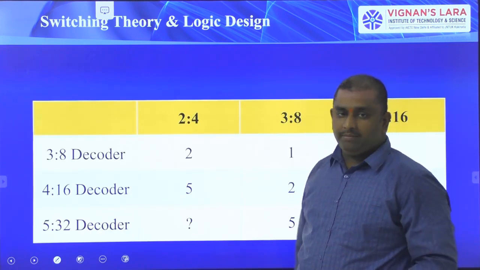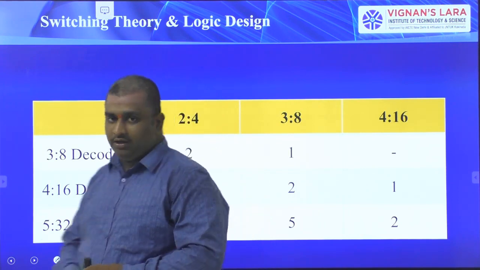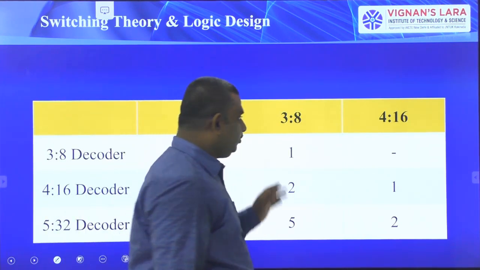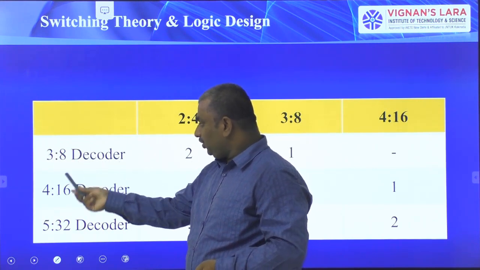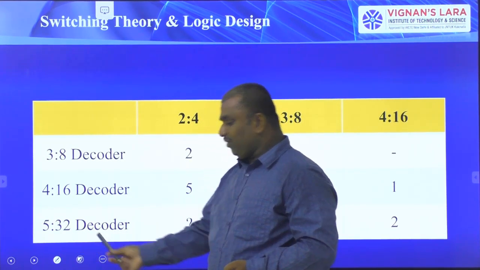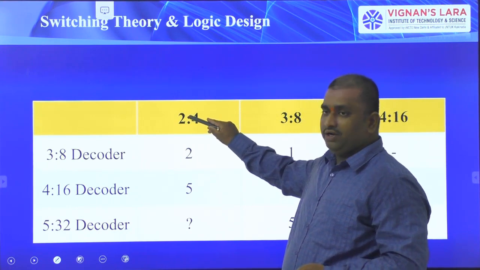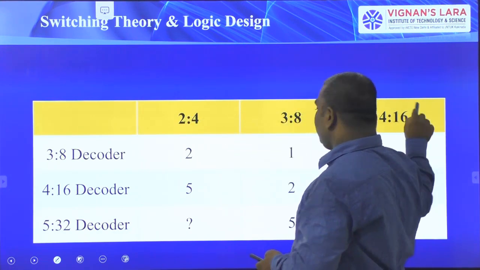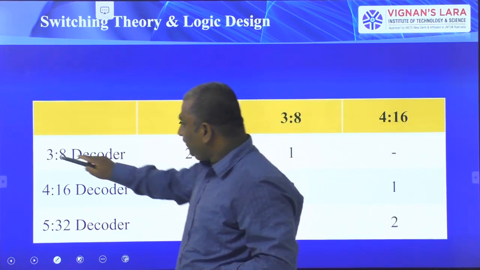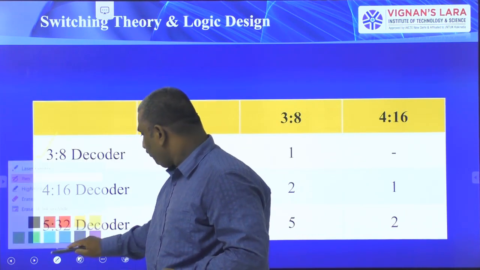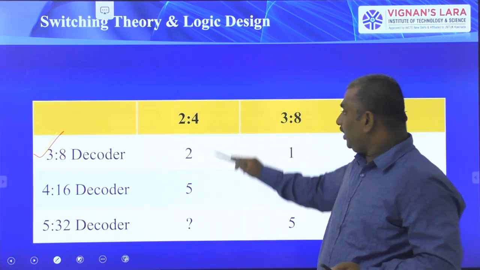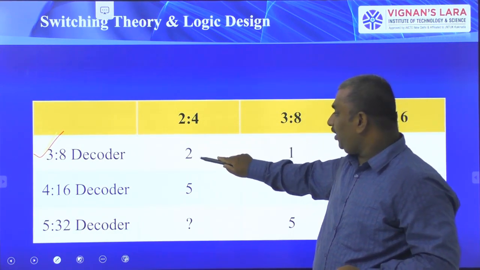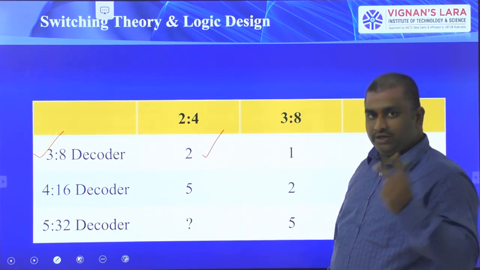So finally, I am concluding this session using this corresponding table. See here, on the left side, in these rows, I have taken 3 to 8 decoder, 4 to 16 decoder, 5 to 32 decoder. Here also I have written 2 to 4 decoder, 3 to 8 decoder, 4 to 16 decoder. For implementing 3 to 8 decoder, how many 2 to 4 decoders are required? 2 are required.